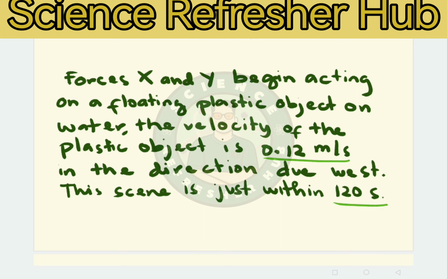There are forces x and y on a floating plastic object on water, and we assume that the water friction or any other resistance present in this problem is neglected. The velocity, the motion of the object, is 0.12 in the direction of west. So we have to be very careful with west. We have to put a negative in our direction later on, and the scene is happening in 120 seconds.